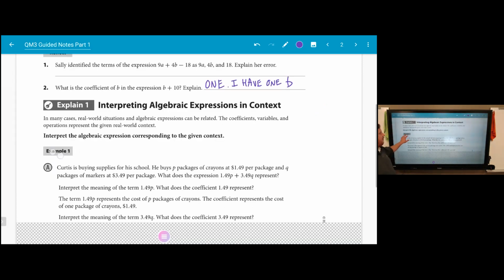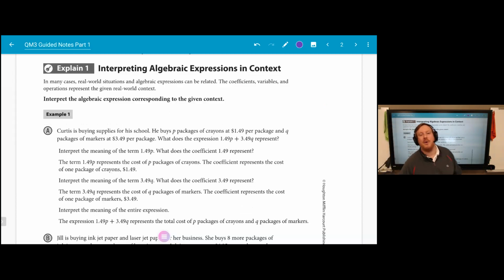Interpreting algebraic expressions in context. Here is an important one. This is a lot of words, but when you boil it down, it's pretty straightforward, and that's okay. Let's look at what this says. In many cases, real-world situations and algebraic expressions can be related. The coefficients, variables, and operations represent the given real-world context. So interpret the algebraic expression corresponding to the given context.